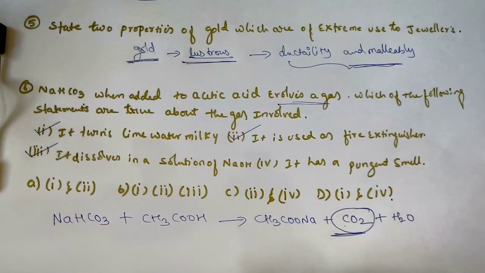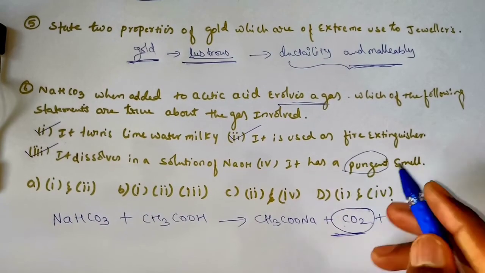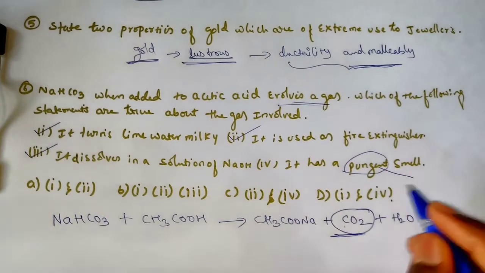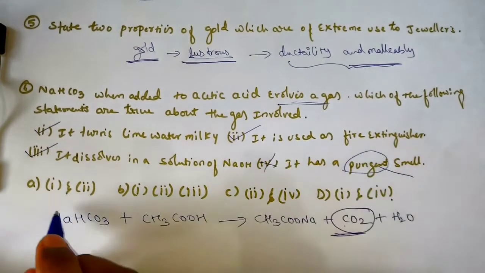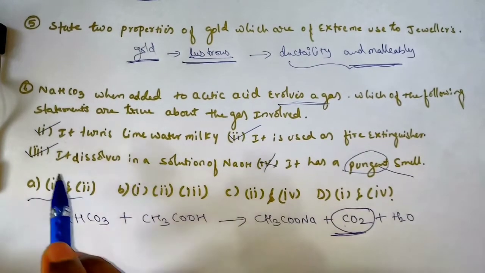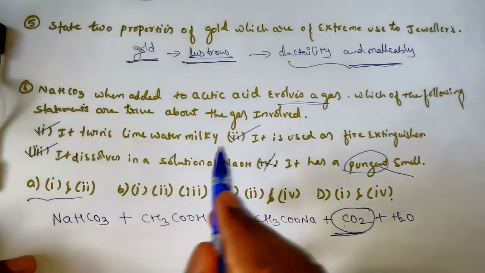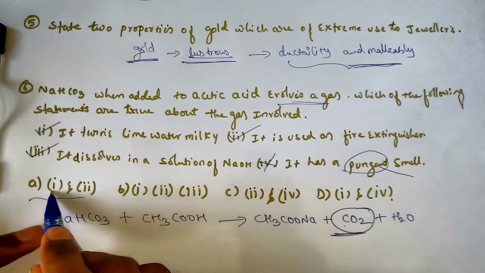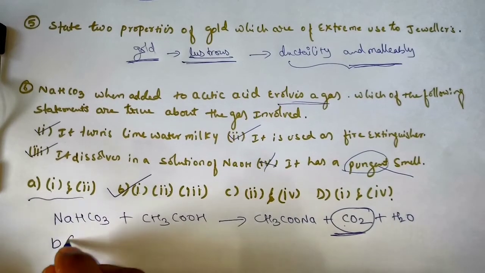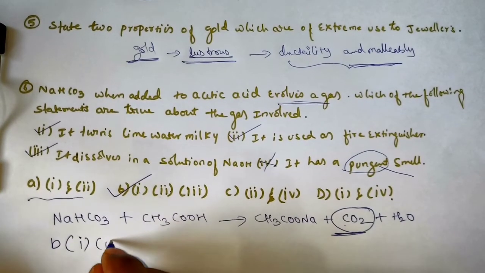And it has a pungent smell. No, the pungent smell comes from ammonia, so this is not a proper option. So we find the answer from options 1, 2 and 3. All three should be there. Here only 2 is there, here it is 1, 2, 3. So B is the answer. We can write B as the option.